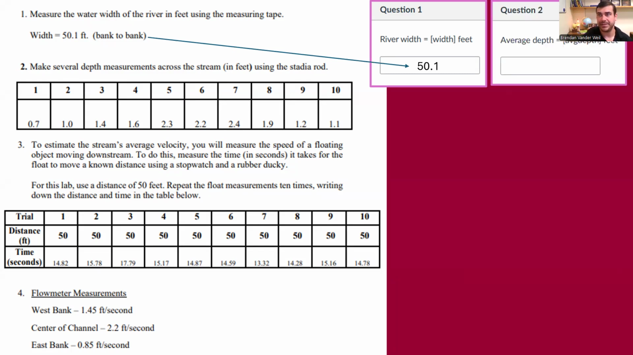Question 2 asks you the average depth. I apologize if the camera is in the way there, but for the average depth, you'll need to look at all of those depth measurements that they took with the stadia rod across where they measured the width. Add them all together and then divide by 10 and get your answer for that.